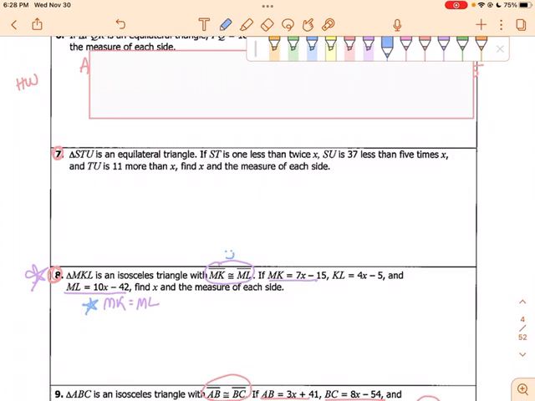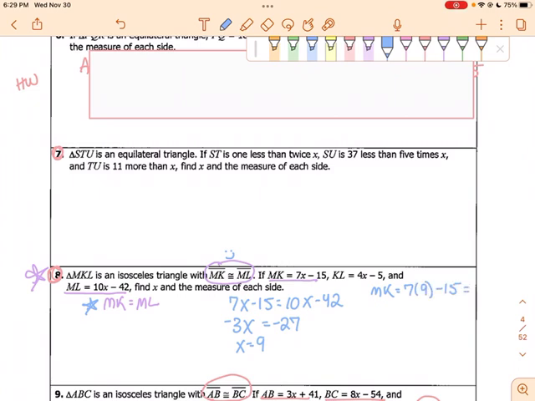All right, so we can go set our equation now. 7x minus 15 equals 10x minus 42. So I'd subtract the 10x, add the 15. So negative 42 plus 15 is, I want to say again, negative 27. But let me just check. Yes, it is negative 27. Divide by negative 3, so x is 9.